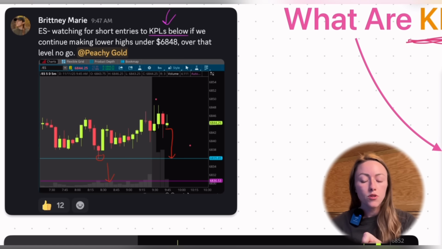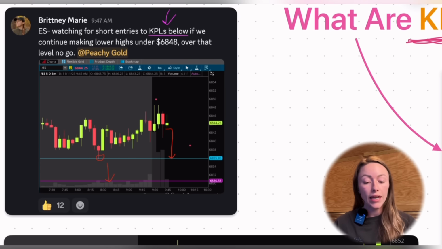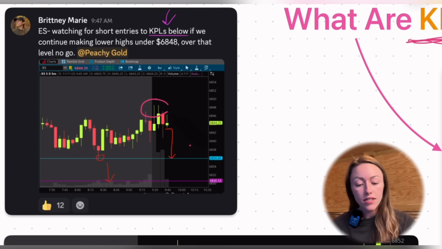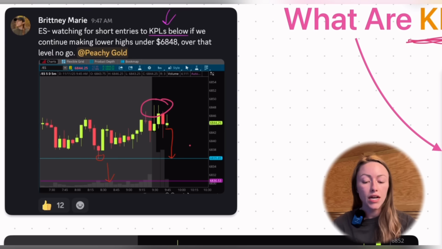So you can see that I was watching for short entries to KPL. Basically what I was looking for this morning first coming in was I was seeing we had some selling pressure here. I was waiting for prime time. We eventually got some manipulation and then a nice move down into my KPL.